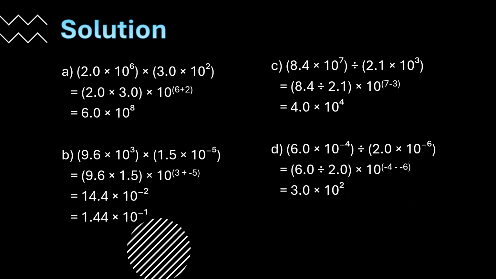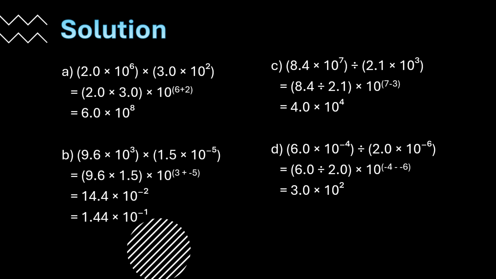These are now the solutions of the 4 items for the practice problems. So for letter A, again we have 2.0 times 10 to the 6 times 3.0 times 10 to the 2, and we multiply the two coefficients, the 2.0 and the 3. So that's why we have 6.0 here, and add all the exponents because this is multiplication. So 6 plus 2, that's why we have 8. Alright, so our final answer is 6.0 times 10 to the positive 8.